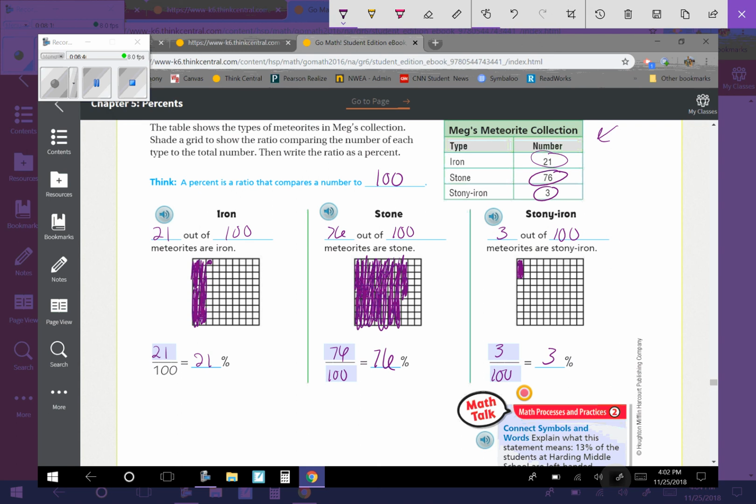I forgot to explain one step. How I knew that these were out of 100 is that we're going to shade the grid to show the ratio comparing the number of each type to the total number. 21 plus 3 is 24, plus 76 gives you 100. So that's why we knew automatically to compare out of 100.